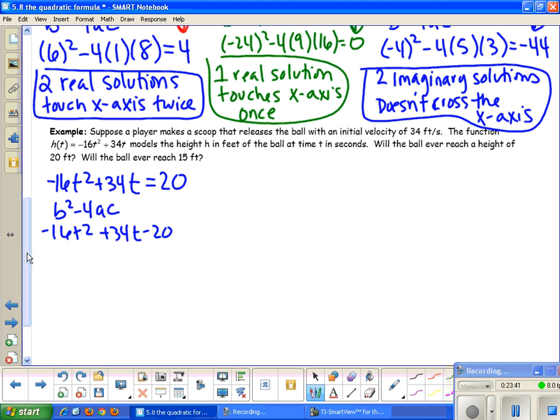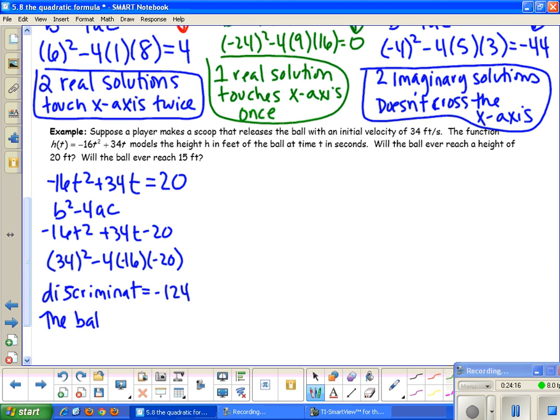And if I do this out, my b squared would be 34 squared minus 4 times negative 16 times c, which is negative 20. If I do this out, I get the discriminant equal to negative 124. So because of that, if I were to do my quadratic formula, I know that I'm never going to get a time that's going to allow me to reach a height of 20 feet. So this means that the ball will never reach a height of 20 feet. And then you would do the same thing with 15.